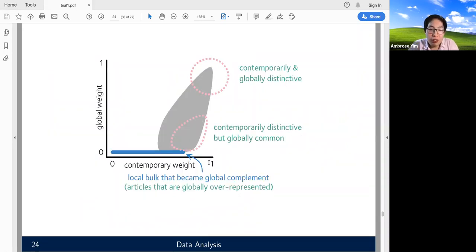And what the stuff on the horizontal line represents is precisely those articles that are locally contributing to effective content with respect to the context of those contemporaries, but globally they are actually overrepresented. And the articles on this far right-hand top corner are articles that have a high global weight and have a high local weight, which means that they're globally and contemporarily distinctive. And so things towards the bottom right-hand side are articles that are contemporarily distinctive, but globally more or less a bit common.